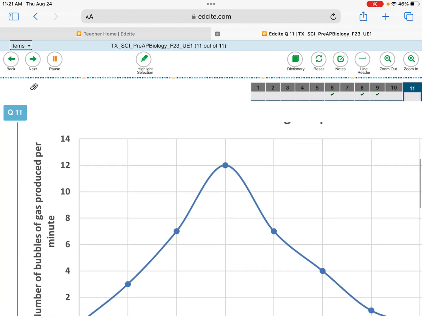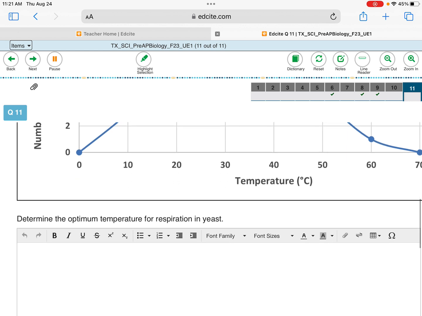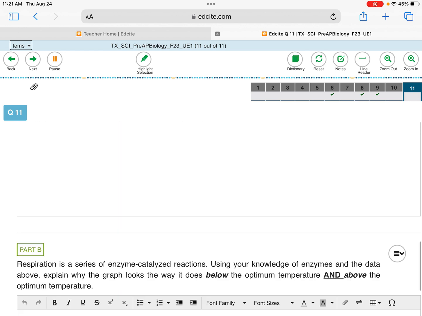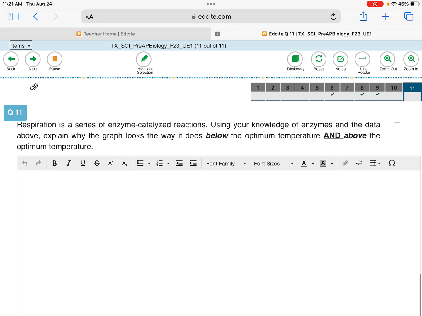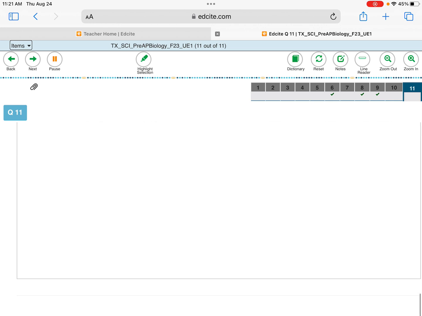And lastly, here you have your graph already graphed for you. What is the optimum temperature? Where is it working at its best work? And then right here, tell me why it increases and then decreases.